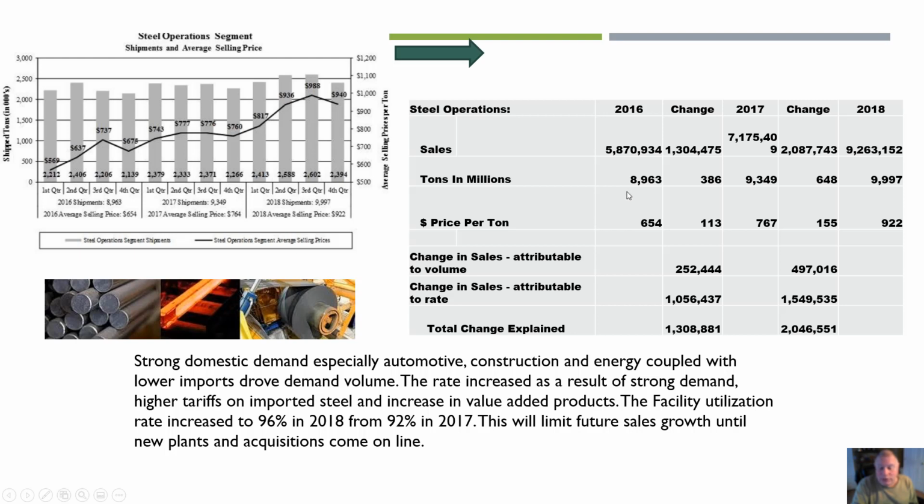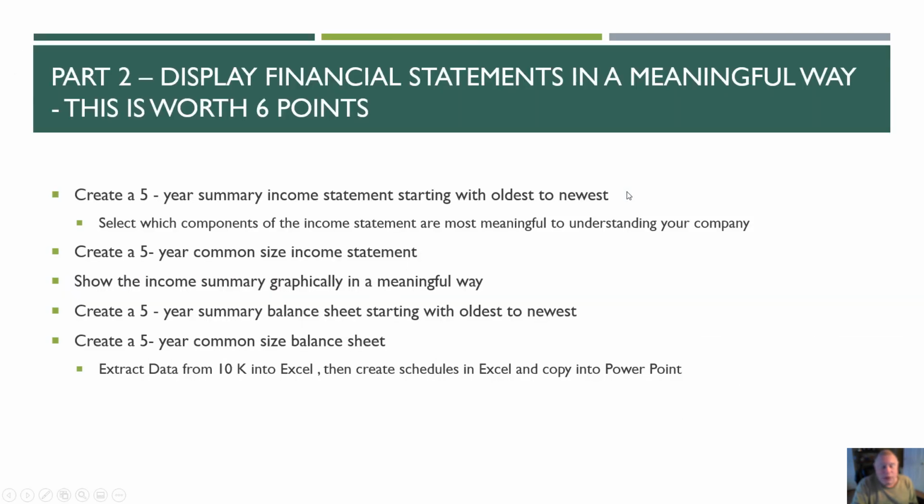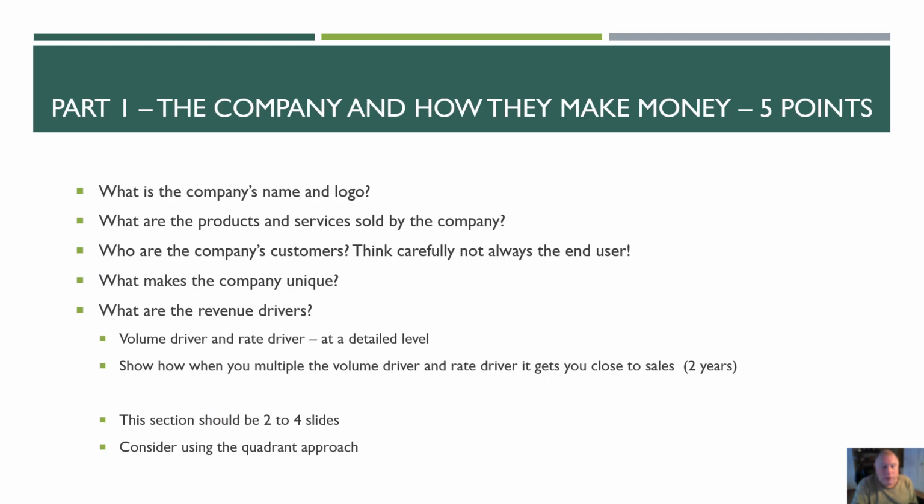Here's another one. Next, let's go back over and review that. What's the company's name and logo? What are the products and services sold? Who are the company's customers? Think carefully. What makes the company unique? What are the revenue drivers? Volume, driver, and rate at a detailed level. Show how you multiply. Prove it. Use 2 to 4. This is 5 points.